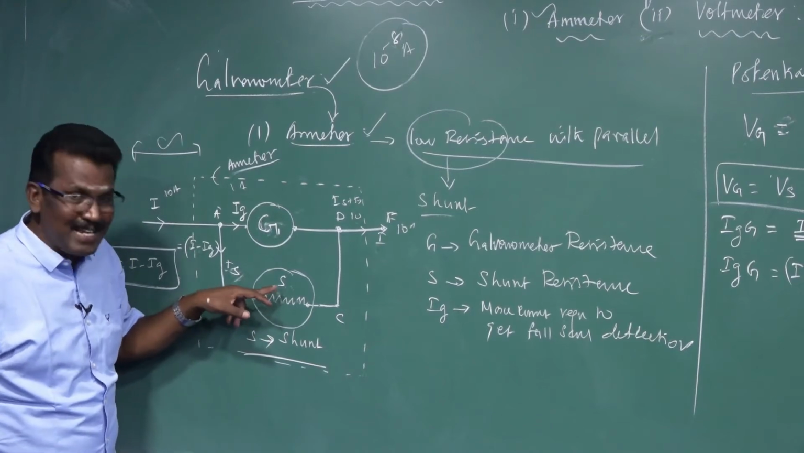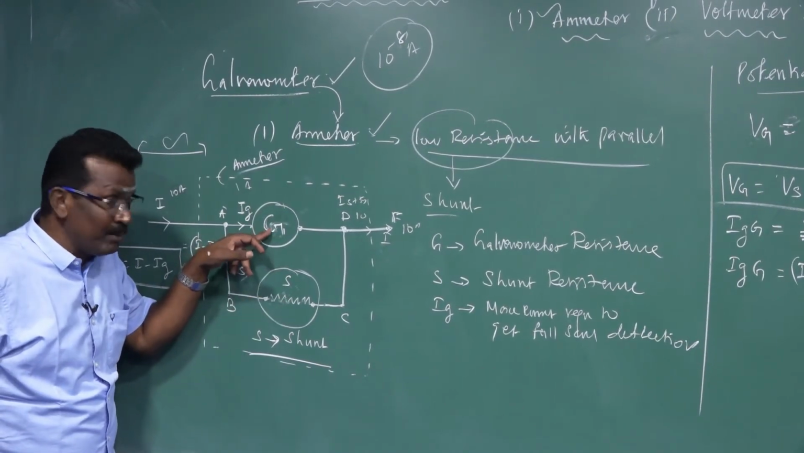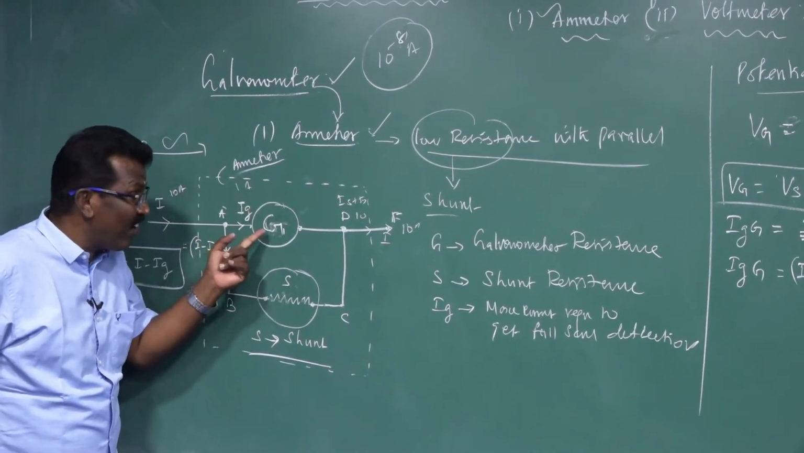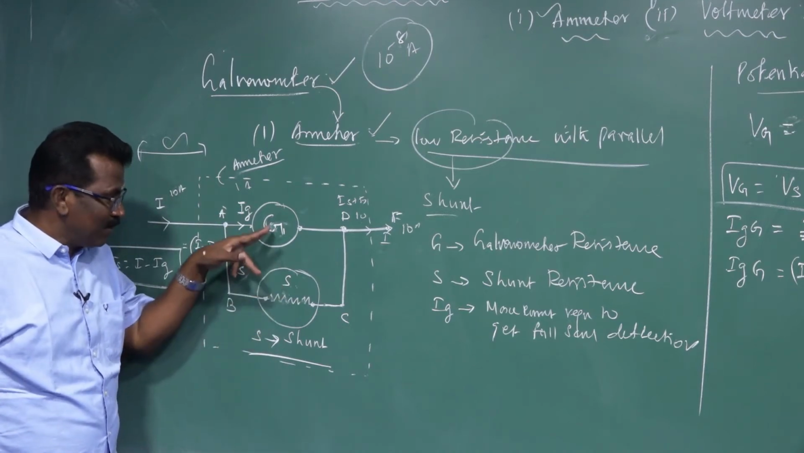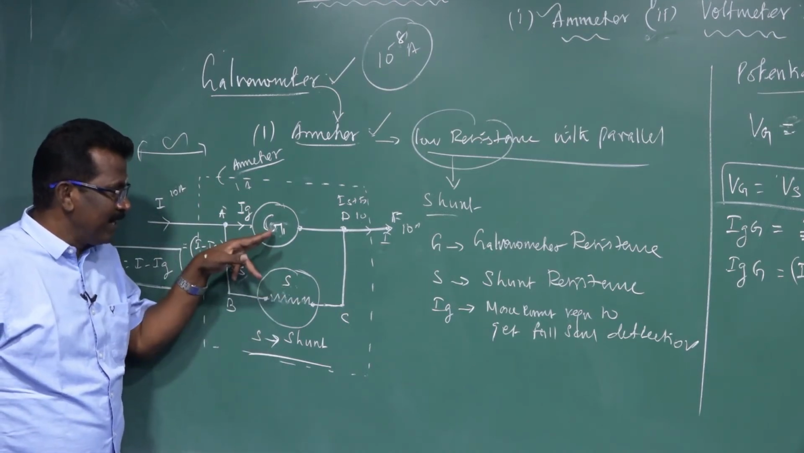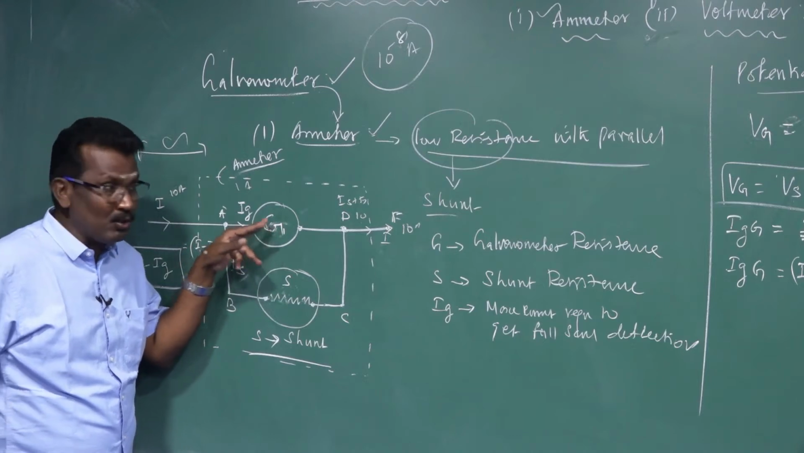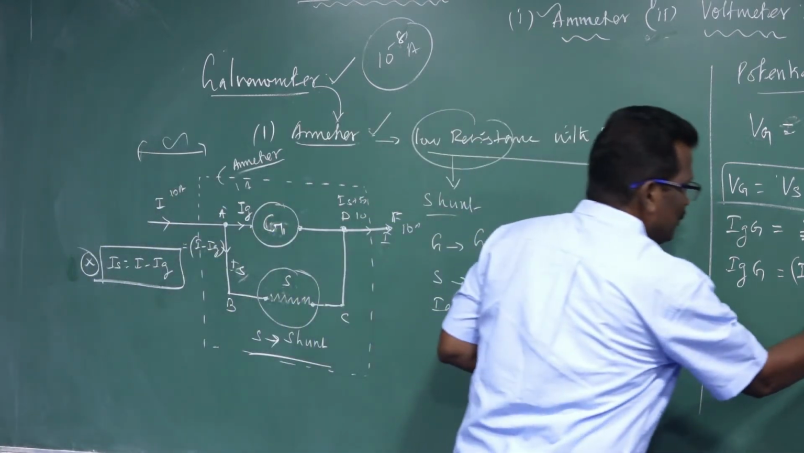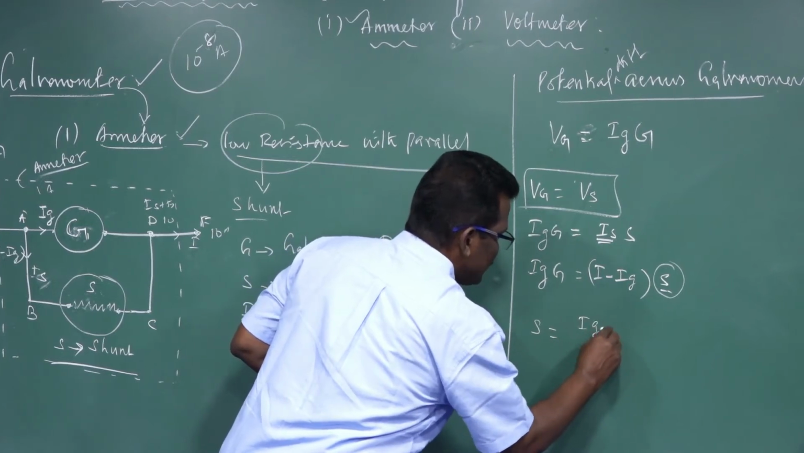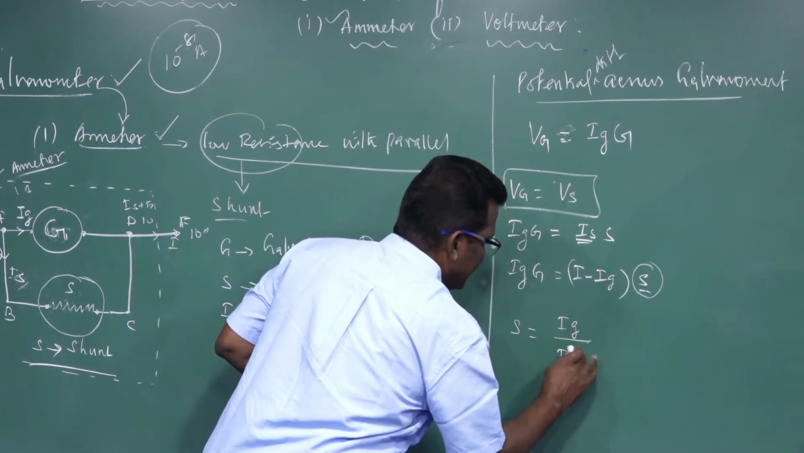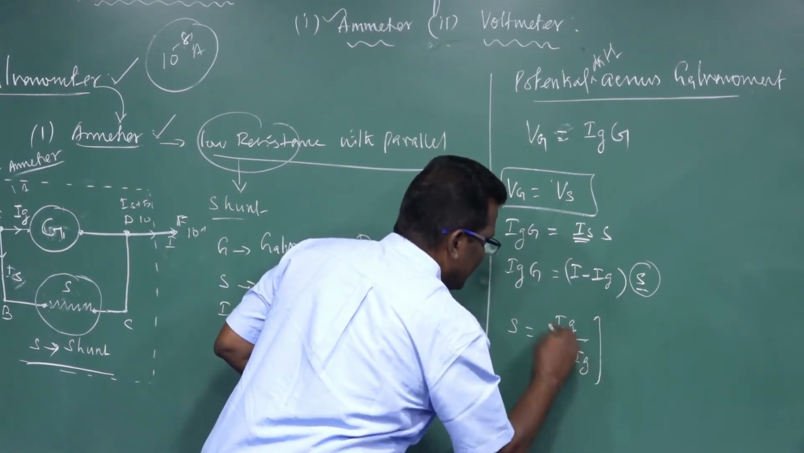The shunt resistance is highly dependent upon the fraction of the total current, not more current. Fraction of the total current, that means lesser than one part. The value of the shunt can be determined from the fraction of the total current flowing through the Galvanometer. So S is equal to IG divided by I minus IG, into G.